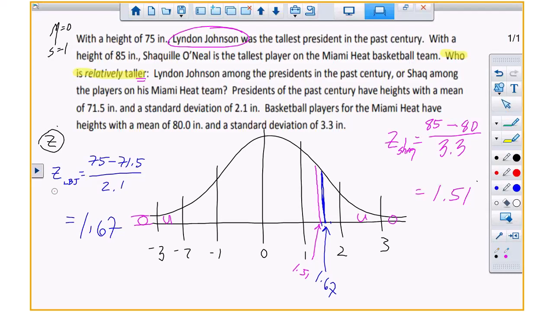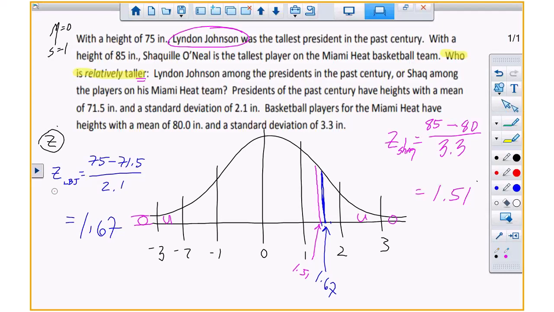So that's why you've got to put the word relatively. Because everybody in this room would say Shaq is taller, right? But you put relatively in front of it and it changes the whole question. And that's how you use Z-scores to compare each other. The further it is out, the more extreme you are. Capiche? Now let's look at the test.